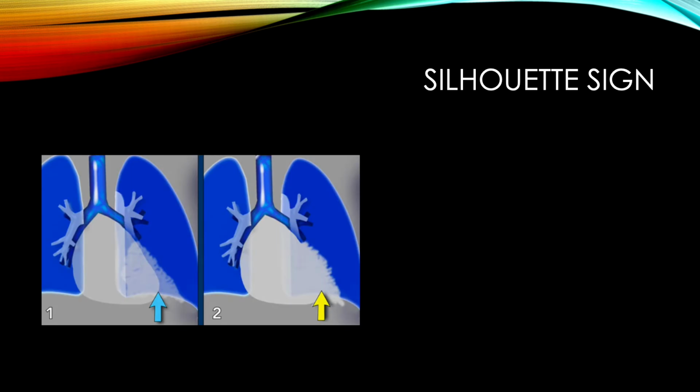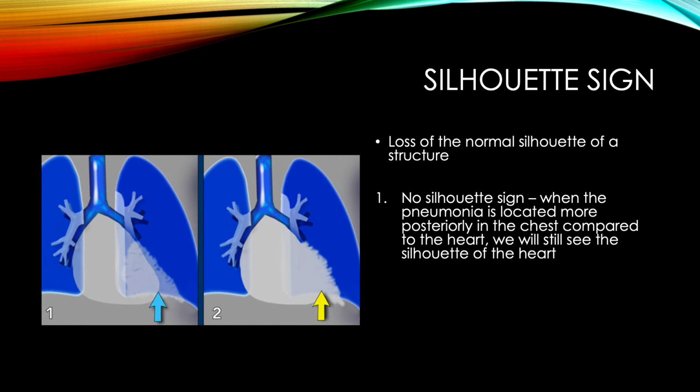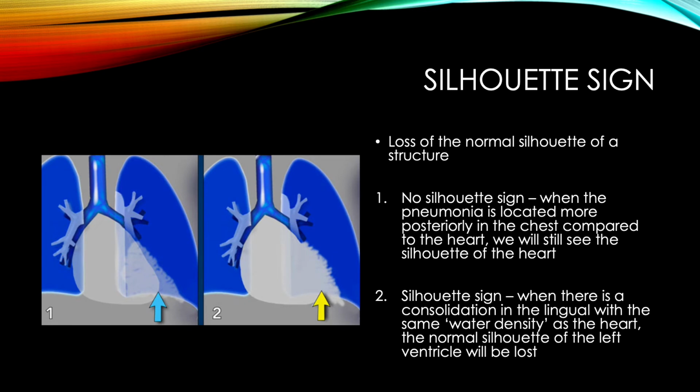What is the silhouette sign? The silhouette sign is somewhat of a misnomer and, in the true sense, actually denotes the loss of a silhouette. Thus, it is sometimes also known as the loss of silhouette sign. In picture number 1, the pneumonia is located more posteriorly in the chest compared to the heart, and we still see the silhouette of the heart, so there is no loss of silhouette. In the second picture, the consolidation in the lingular segment appears to have the same water density as the heart. The normal silhouette of the left ventricle is lost. So, this is called the loss of silhouette sign.